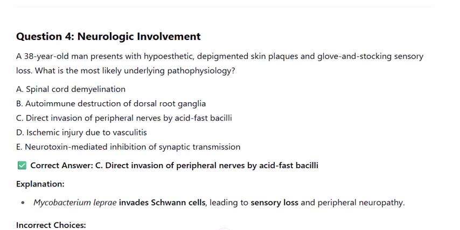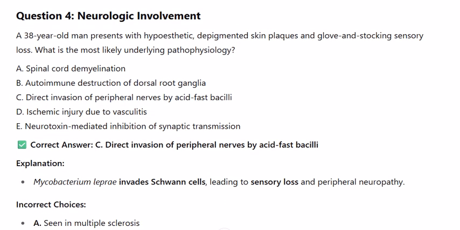Question 4: Neurologic involvement. A 38-year-old man presents with hypoesthetic, depigmented skin plaques and glove-and-stocking sensory loss. What is the most likely underlying pathophysiology? A. Spinal cord demyelination. B. Autoimmune destruction of dorsal root ganglia. C. Direct invasion of peripheral nerves by acid-fast bacilli. D. Ischemic injury due to vasculitis. E. Neurotoxin-mediated inhibition of synaptic transmission. Correct answer: C. Direct invasion of peripheral nerves by acid-fast bacilli.